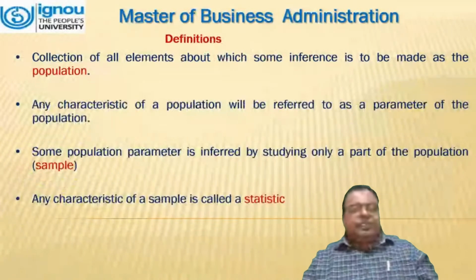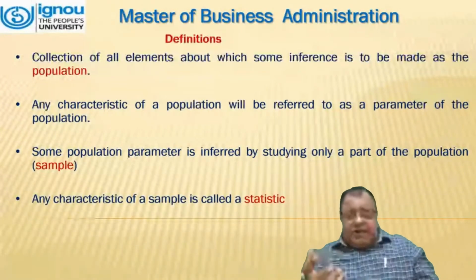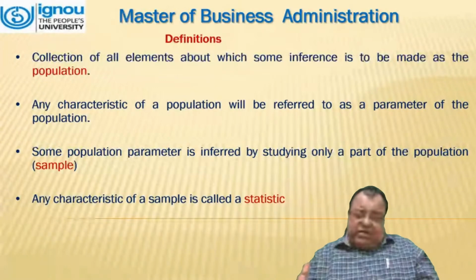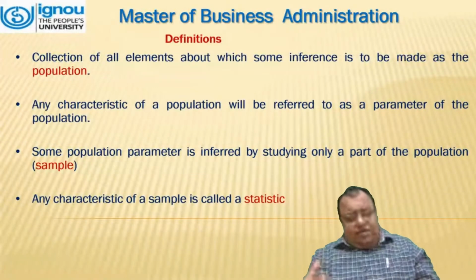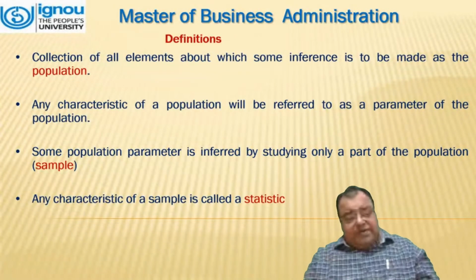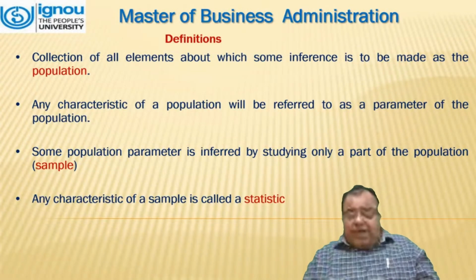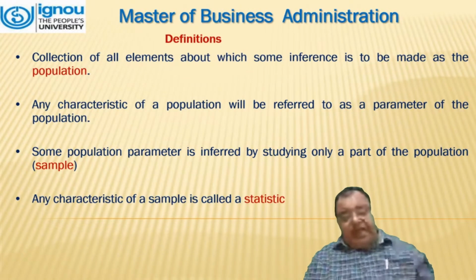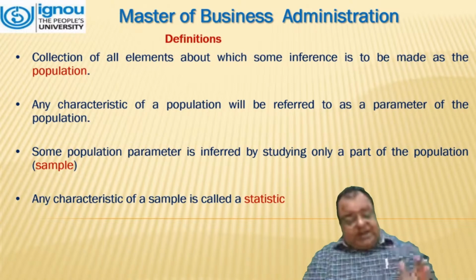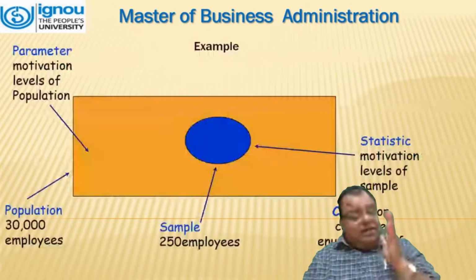What are the different definitions that we will be using in this sampling method? First of all is population. Population is a collection of all the elements about which some inference is to be made. Any characteristic of a population will be referred to as a parameter of the population. Some population parameters are inferred by studying only a part of the population, that is, a sample. And any characteristic of a sample is called a statistic.